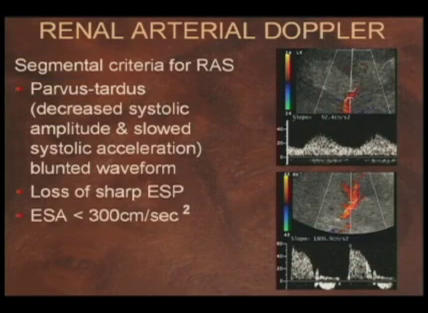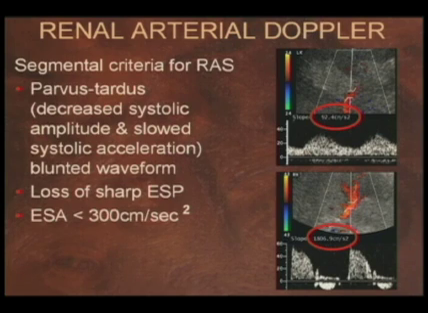So what do we use to quantify this? Well, in addition to looking for loss of that early sharp systolic peak, we can quantify it by measuring the early systolic acceleration. And that's done by looking at the upslope of early systole. Now, in the image in the upper right-hand corner from the left kidney, you can see that the slope, which is the early systolic acceleration, is 92 centimeters per second squared. That's extremely low compared to the right kidney, where it's 1,806 centimeters per second squared, which is much faster.